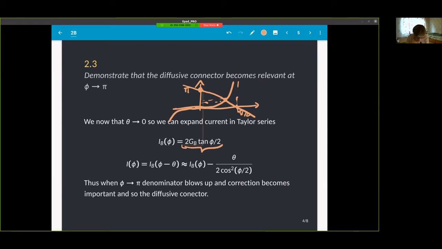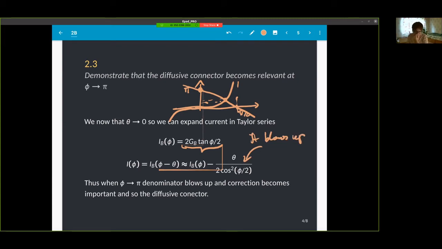So the current as a function of phase is total, ballistic connector as a function of phi minus theta. If we expand it, we get the ballistic connector as a function of phi, minus theta over cosine square of phi over 2, which is the derivative of tangent. And we see if phi is pi, the cosine of pi over 2 goes to 0, and this correction blows up. It blows up. So the perturbation theory wouldn't work here.